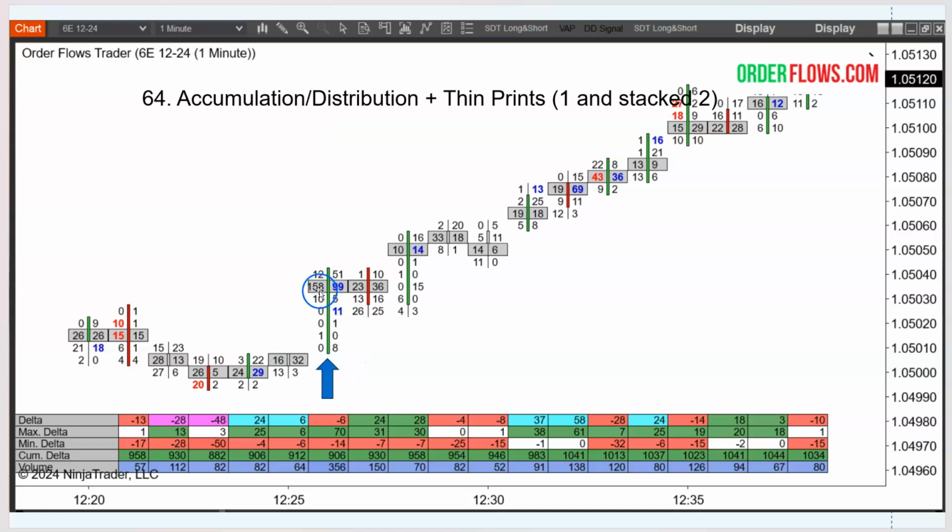Here's your accumulation, 158. Look at that. It's the heaviest volume in the bar. It's coming in on the bid side. It's way heavier than what you're seeing on the offer side. And obviously, here's your thin prints, 0, 1, 1, 0, 0.